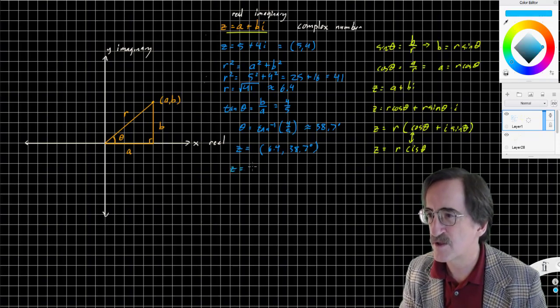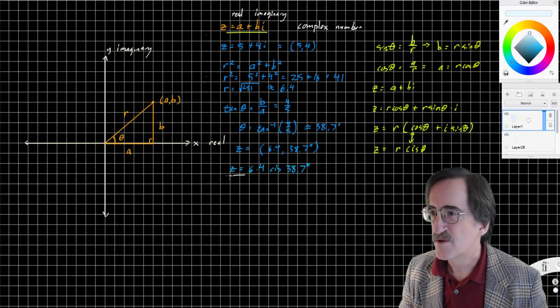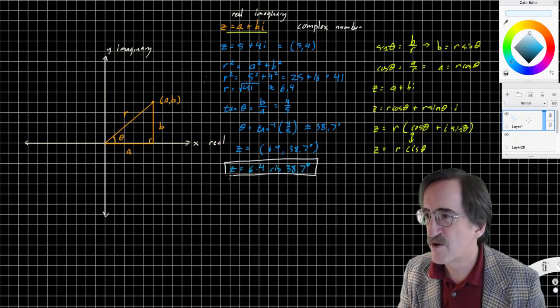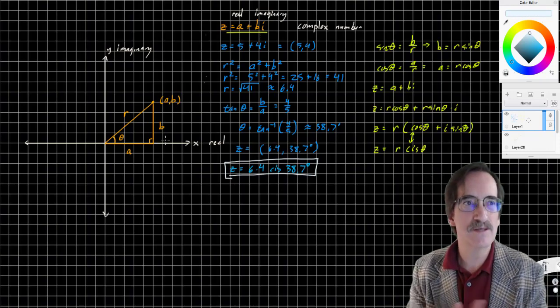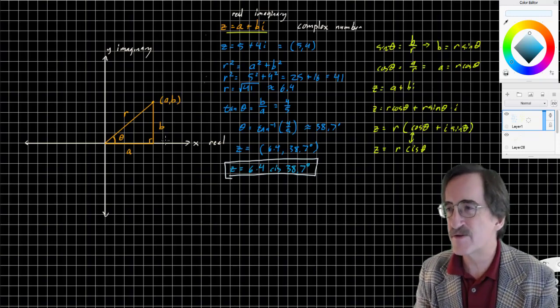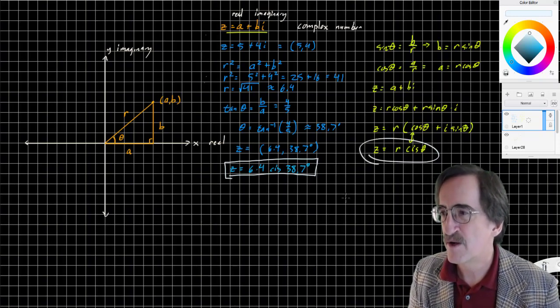So in polar form, it's better to express this as z equals 6.4 cis 38.7 degrees. Hopefully that makes sense. So we've just converted from rectangular form to polar form. Now we need to be able to do the opposite. And the opposite actually is quite easy because it's built into this formula right here.